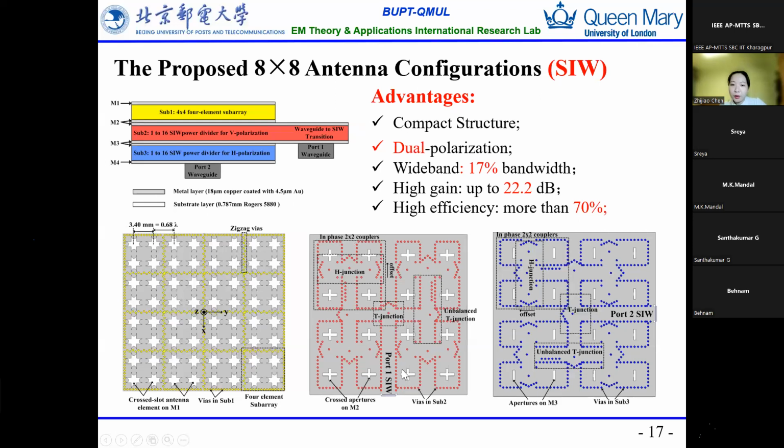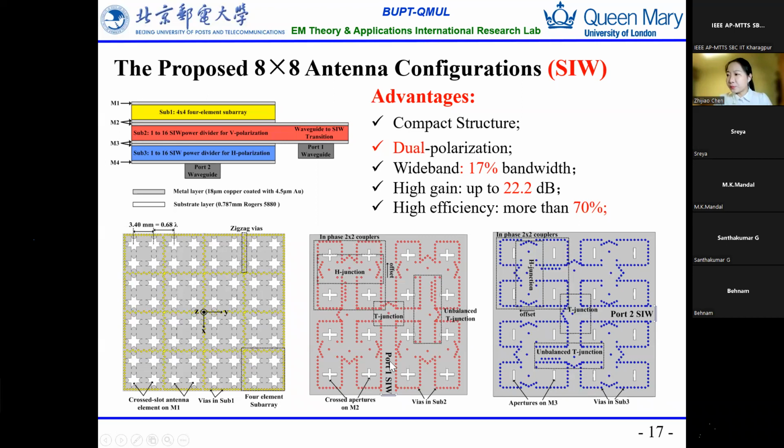Maybe some of you already know that. It looks like a waveguide. However, it is printed on the PCB by printing these grounded vias. These 2 are the feeding network, and this one is the antenna. For this antenna, we use a subarray of 2x2 antenna elements surrounded by an SIW cavity. You can see these 4 antennas are surrounded by the grounded vias.